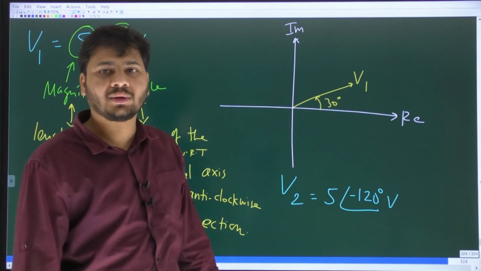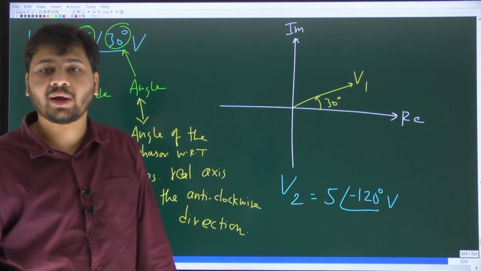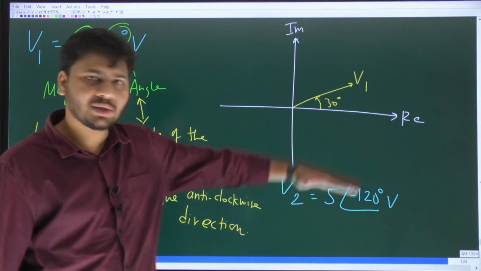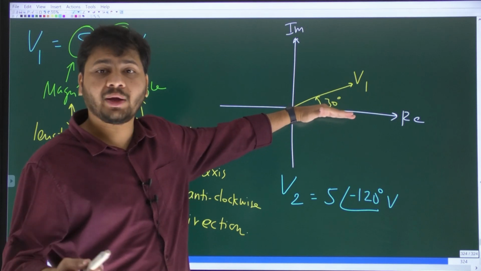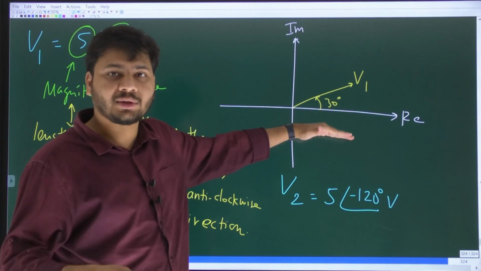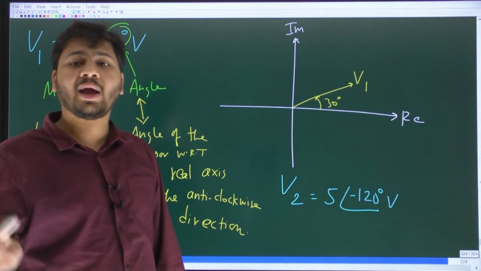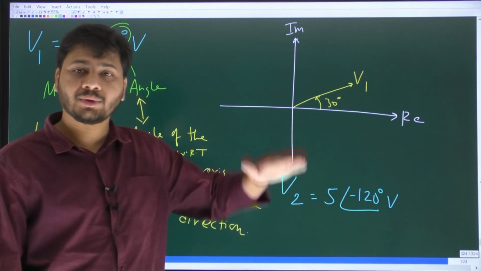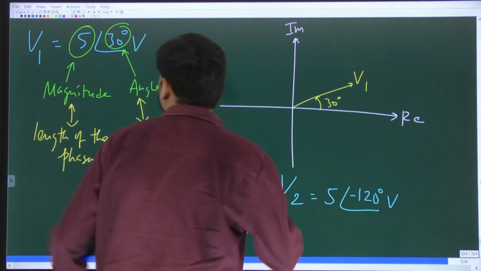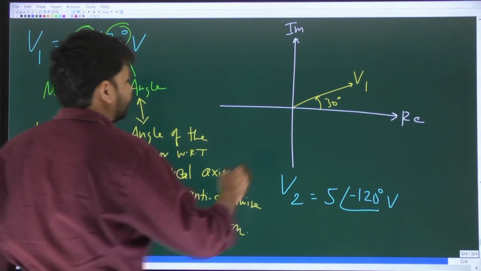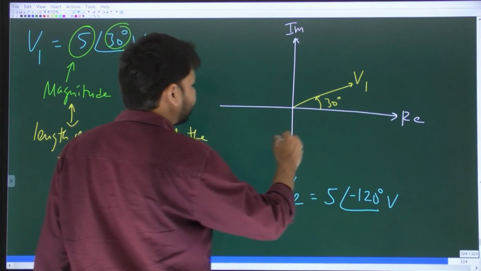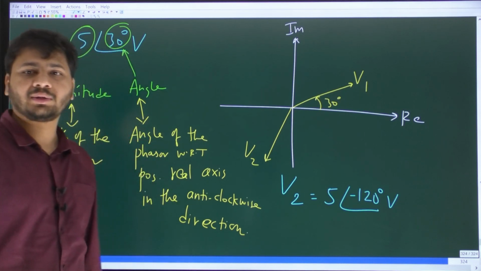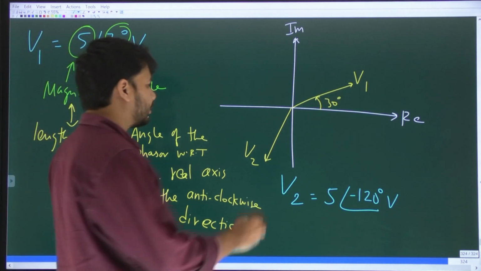You understood? So first you are aligned with the positive real axis, then you should rotate by 120 degrees in the clockwise direction. So tell me, in which quadrant will the phasor lie? If the angle is minus 120 degrees, will it not lie in third quadrant? Yes or no? Starting from positive real axis, if you rotate by 120 degrees in the clockwise direction. Why clockwise? Because the angle is negative. Had the angle been positive, then you should rotate in anti-clockwise direction. Whenever the angle is negative, you should rotate in clockwise direction. So from this, you should rotate by 120 degrees in the clockwise direction. So this is going to be V2.